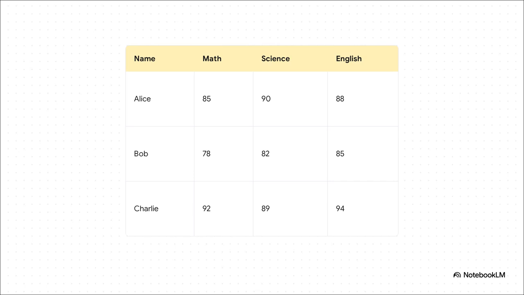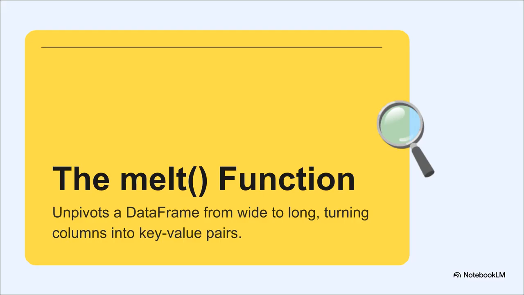It's really easy for us as humans to read, but for a lot of computer programs, especially for plotting, this format is actually a total headache. And that's where the melt function comes in. It is the perfect tool for this job. It literally melts down those subject columns and turns them into just 2 new ones: a column for the variable, in this case the subject, and a column for the value, the score.